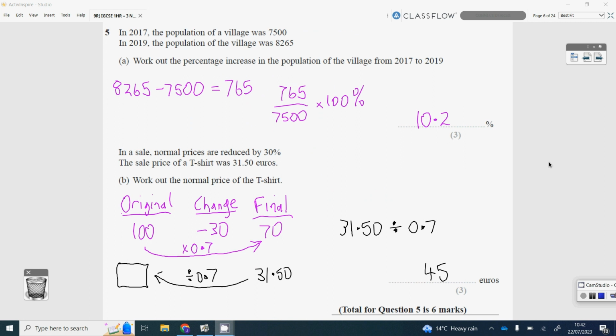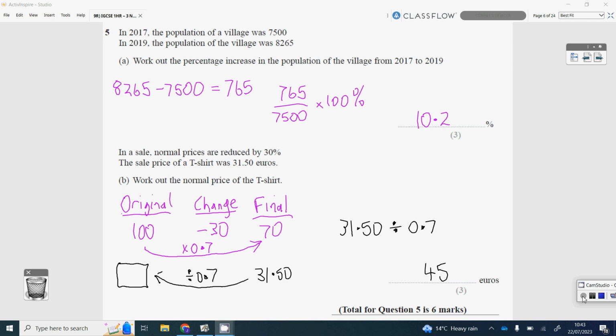Question 5. Now, to work out a percentage increase, it's the difference divided by the original amount times 100%. So the difference is 8265 take away 7,500, 765. Divide this by the original amount, so the population of the village in 2017, 7,500. Multiply that by 100%, we get 10.2%.